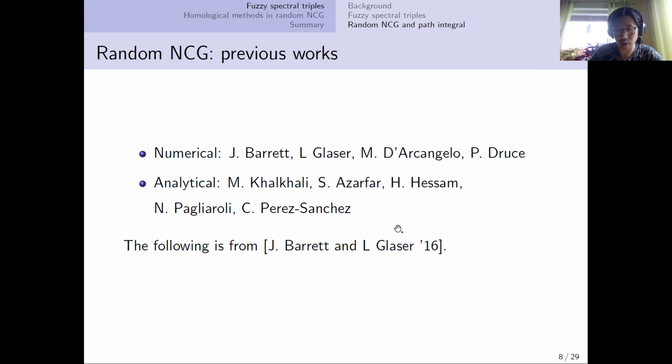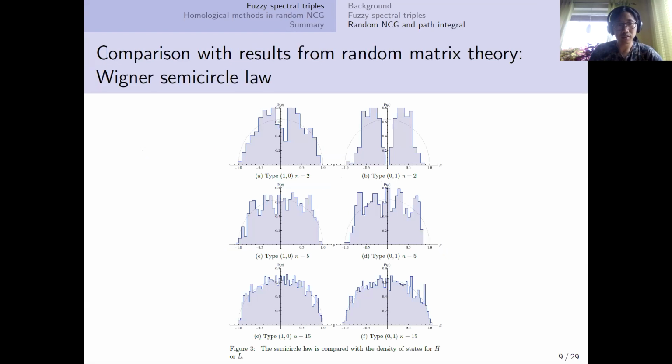So yeah, I will just show some pictures which I borrowed from John Barrett and Glaser's paper, just to give some background. There is some numerical evidence that these random NCGs also exhibit some of the properties that random matrix theories have. So for instance, we have the Wigner semicircle law. The eigenvalue distribution should take the form of a semicircle when the matrix size gets large enough. That is indeed what also happens in the case of random NCG, as we can see.